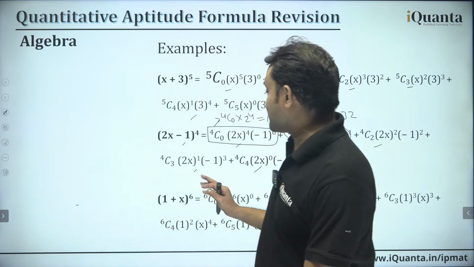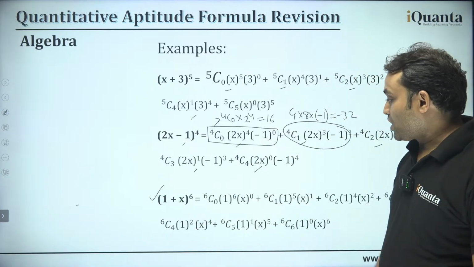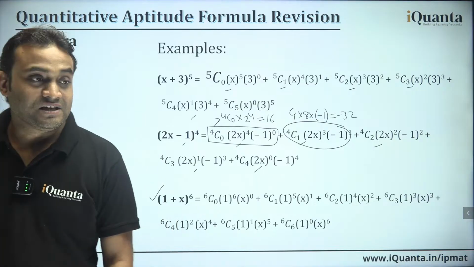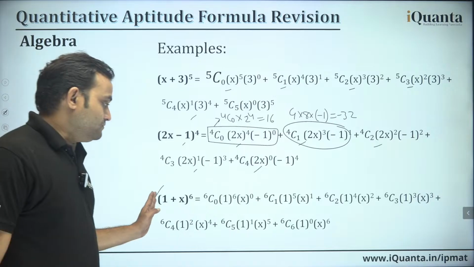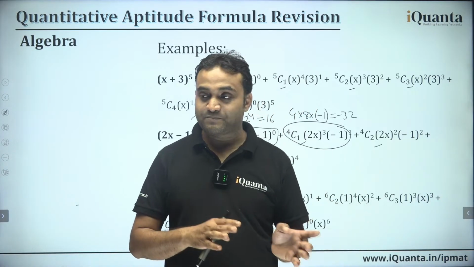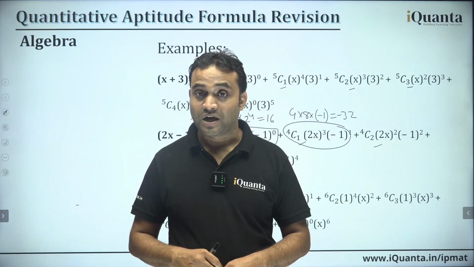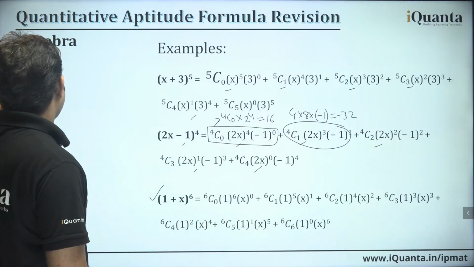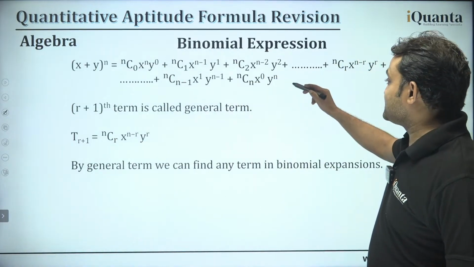Then comes the next expression, which is 1 plus x to the power 6. Now again, we will have 7 terms when we expand this binomial expression. All right, so I hope this is clear. What is a binomial expression? What do we get when we expand it? What will be the coefficient of a particular term? And how many terms will there be? All that.